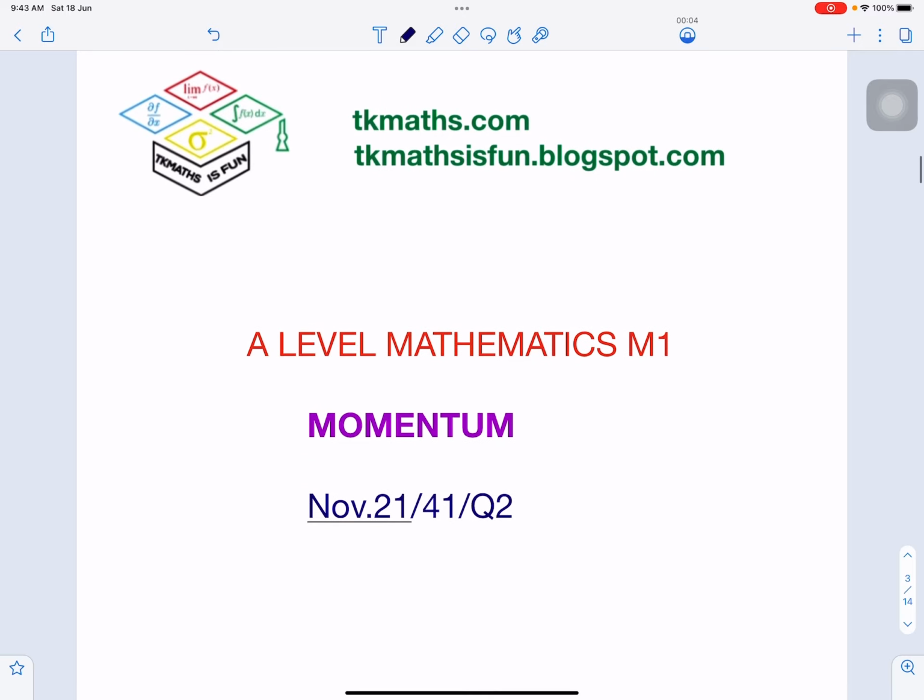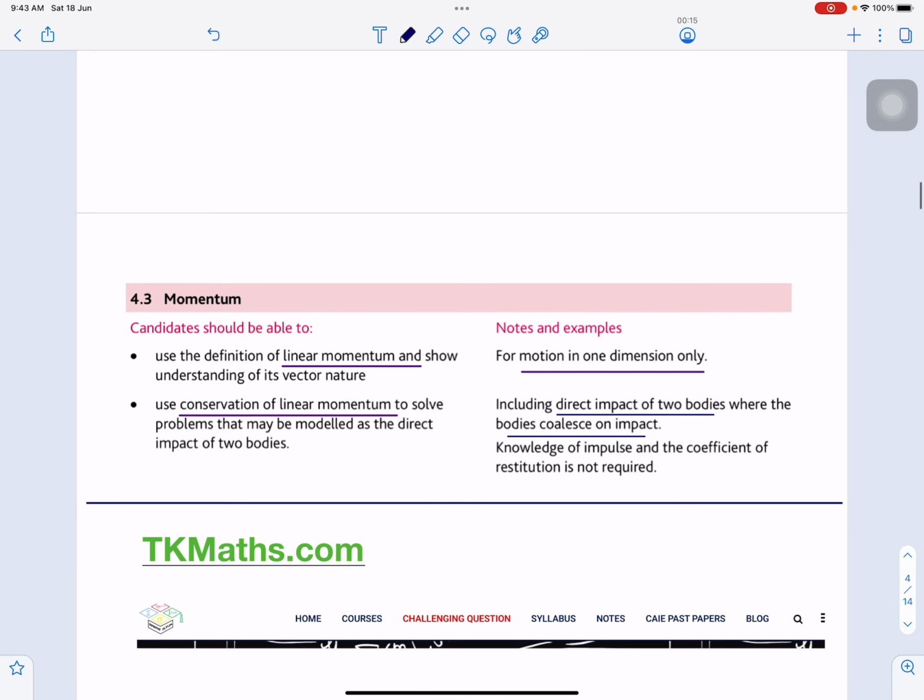In today's video, we will see a question on momentum. Momentum is a part of the syllabus of A-level mathematics M1. The question I've taken from November 21, variant 4.1 question 2. According to the syllabus, you need to know what is linear momentum, what is the conservation of linear momentum, the direct impact of two bodies, and when bodies coalesce.